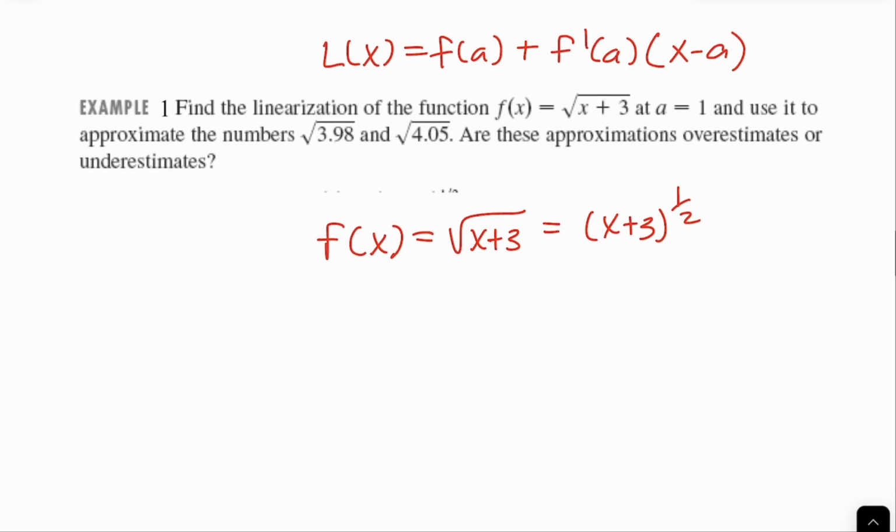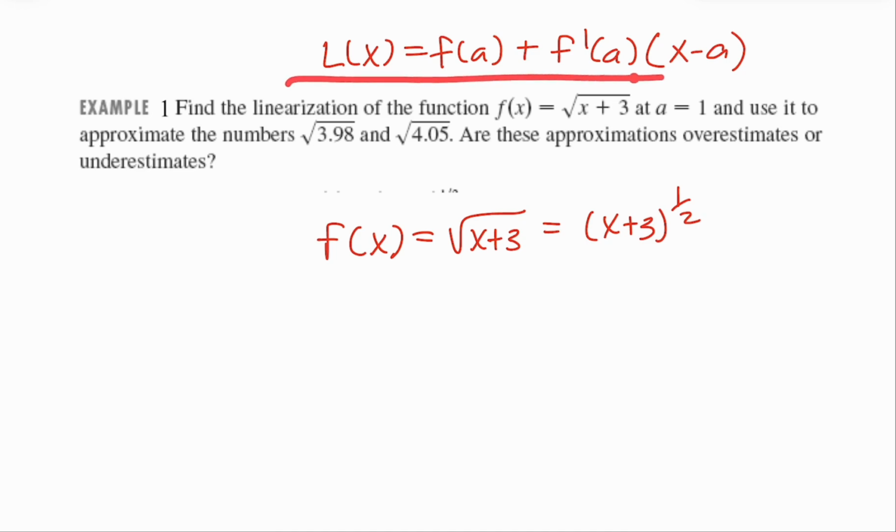So I've copied the formula down here, and let's look at example number 1. It says, find the linearization of the function f of x equals the square root of x plus 3 at a equals 1. If our x value is replaced with an a value of 1, we know the square root of 4 is 2. And this is going to allow us to approximate the square root of 3.98 and the square root of 4.05 because they're close to a square root that we know. Okay, and are these values overestimates or underestimates? We'll find that out in a minute.